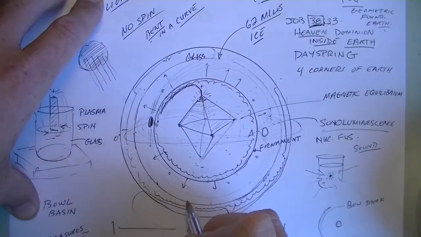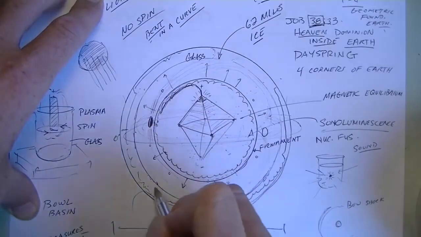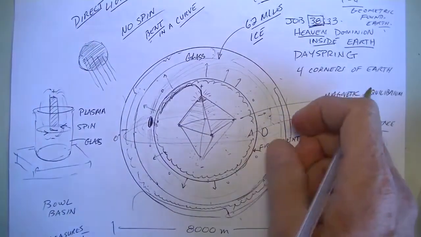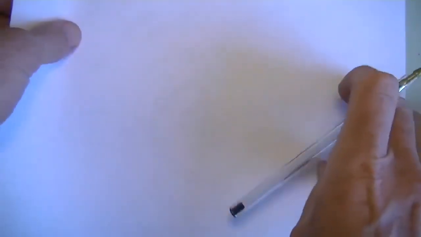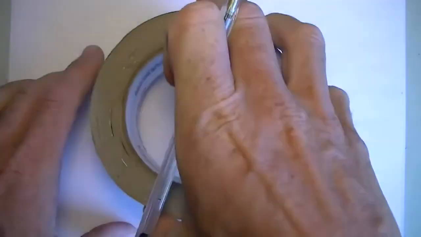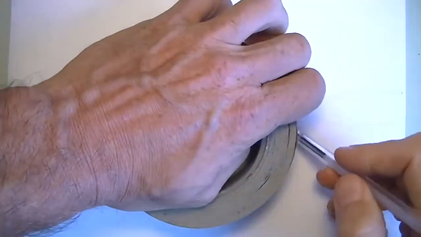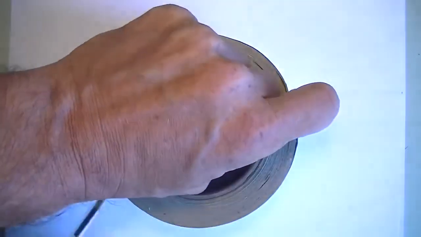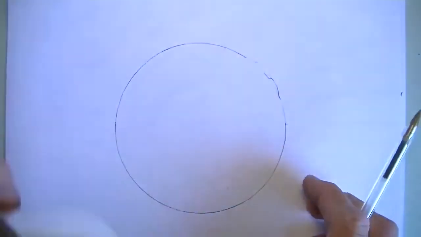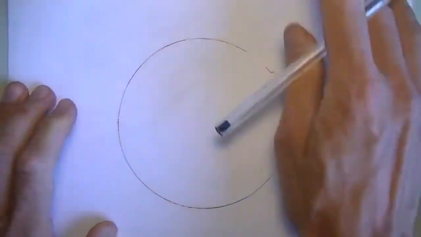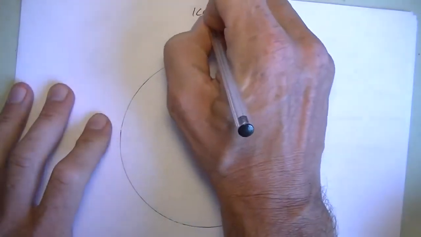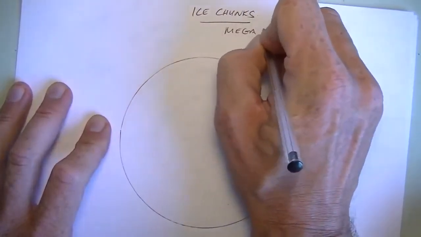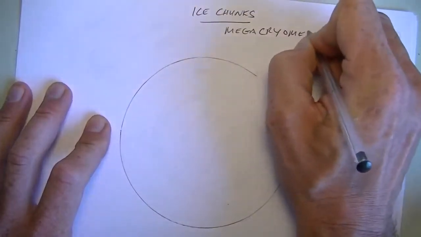We don't understand that there's a layer of glass and a layer of ice connected to the glass up in the sky. And every so often, this glass, or not the glass, but the ice, will fall down. They have a fancy word for it: they call them megacriometeors. Ice chunks. Mega, cryo, meteor.